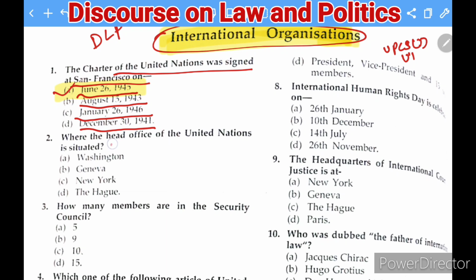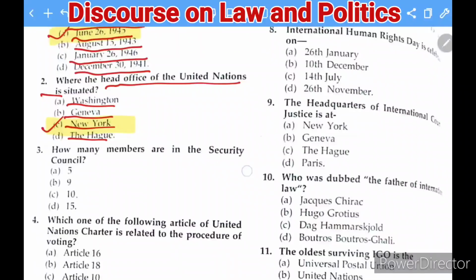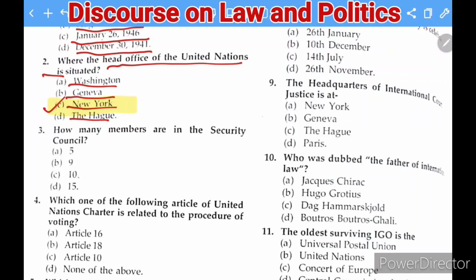Where is the head office of the United Nations situated? The options are: Washington, Geneva, New York, The Hague. Give your answer in the comment box, I am waiting for your response. The right answer is New York. Option C is correct. Moving to the next question.